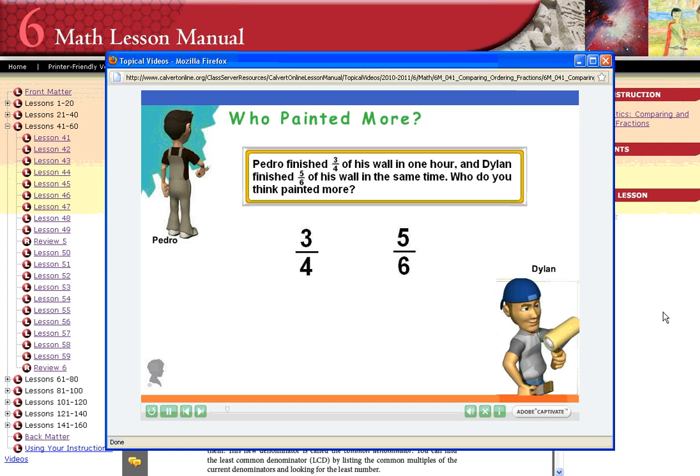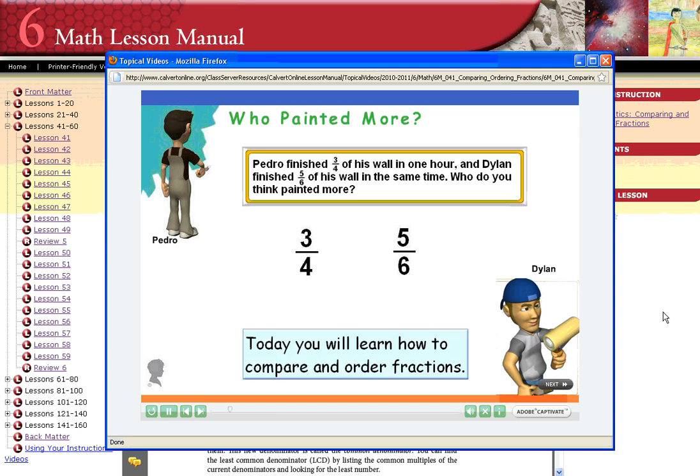To solve this problem, you need to know how to compare and order fractions, which is what you will learn today. Click Next to begin.